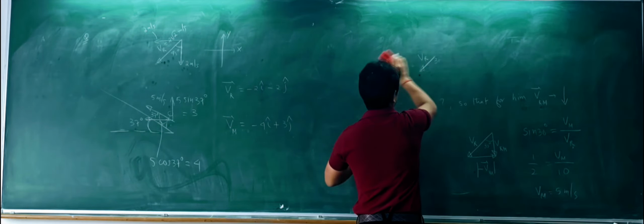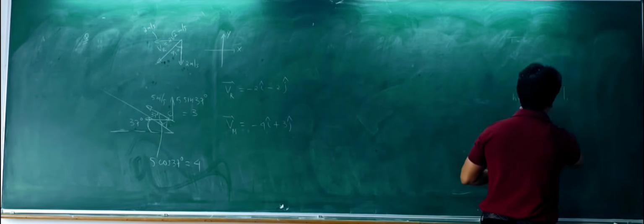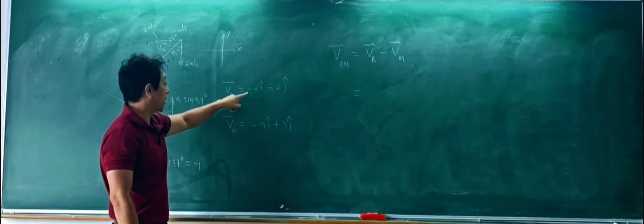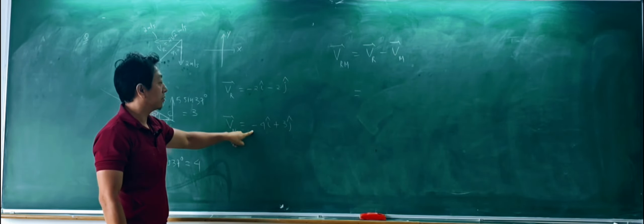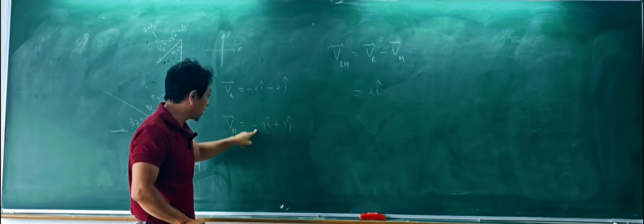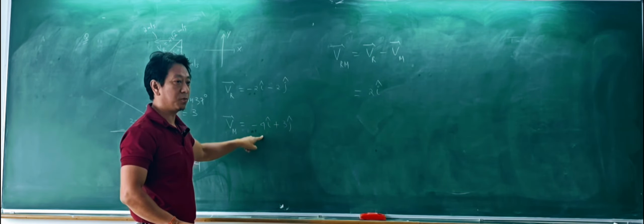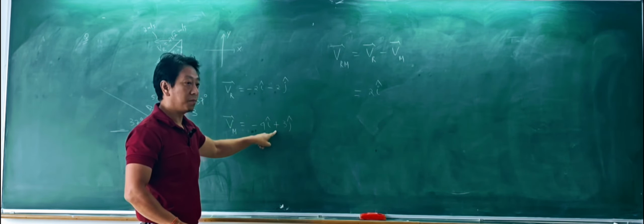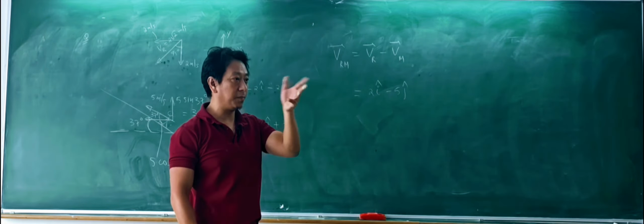So now whose direction do I want? Velocity of rain with respect to man. Vr vector minus Vm vector. Subtract directly. What is there? Minus 2 i cap minus minus 4 i cap, so plus 4 i cap, 2 i cap. Minus 2 j cap minus 3 j cap, minus 5 j cap. So this is the direction where I have to keep the umbrella.